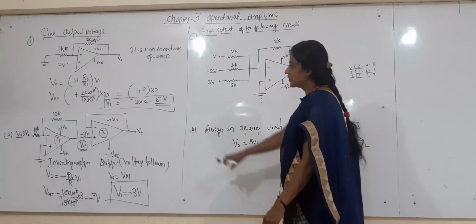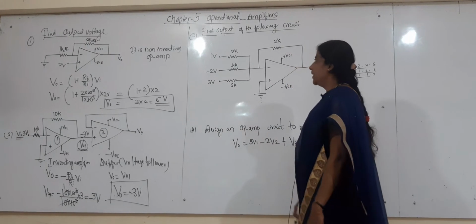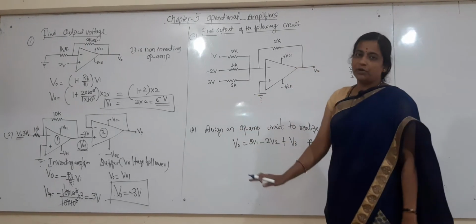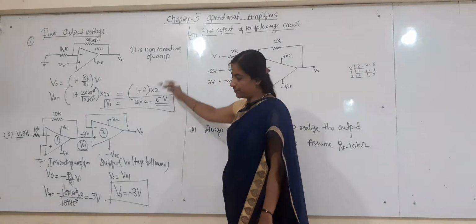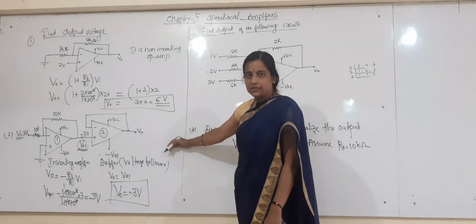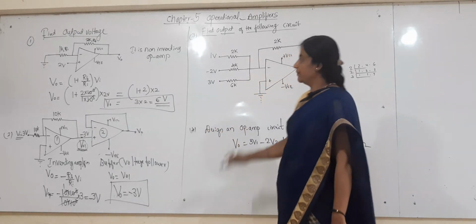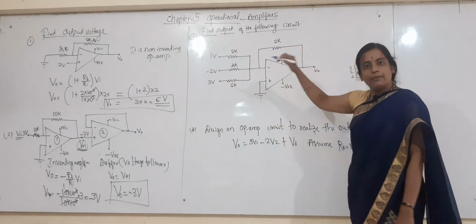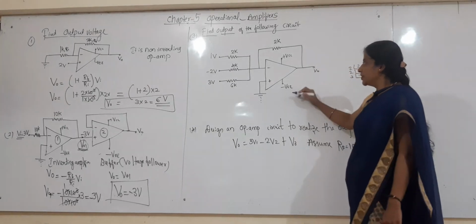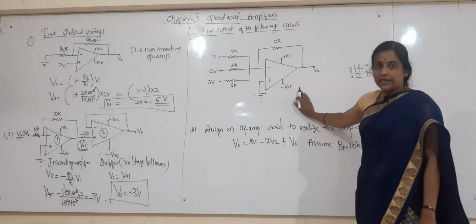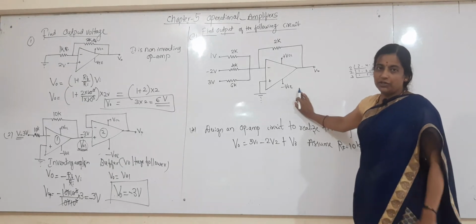So that is about the second problem. Next, moving on to the third type of problem. Here we have solved non-inverting amplifier problems, inverting amplifier problems as well as voltage follower problems. Now moving on to the summing amplifier application problems. It is an inverting summing amplifier, as we have already discussed the derivation of that.